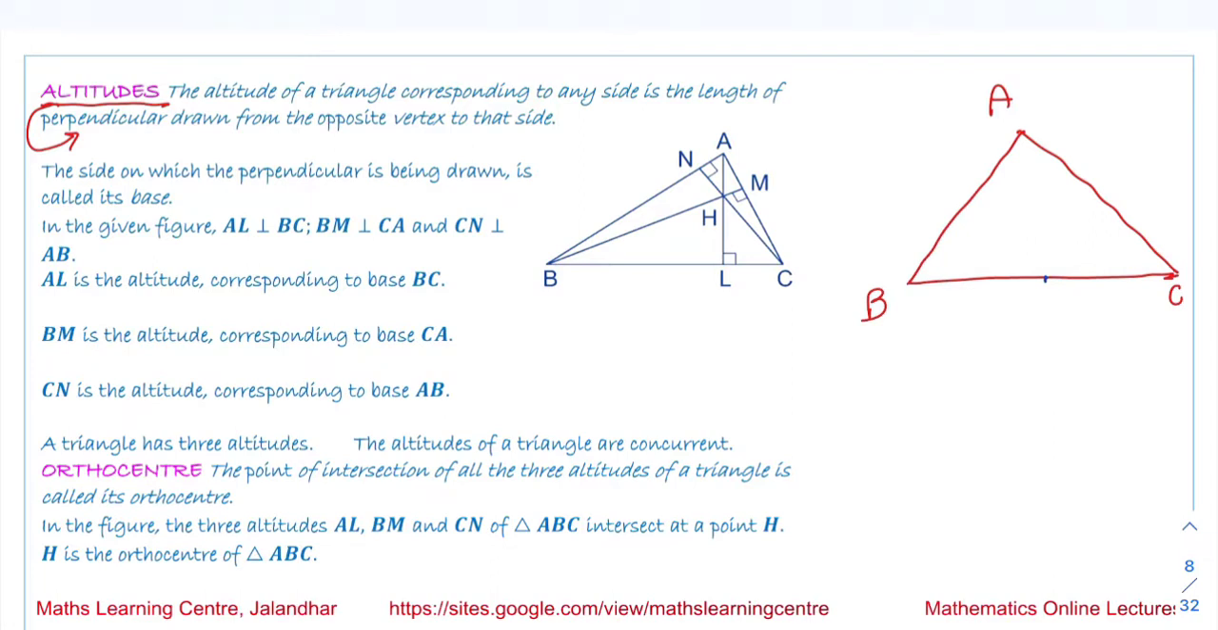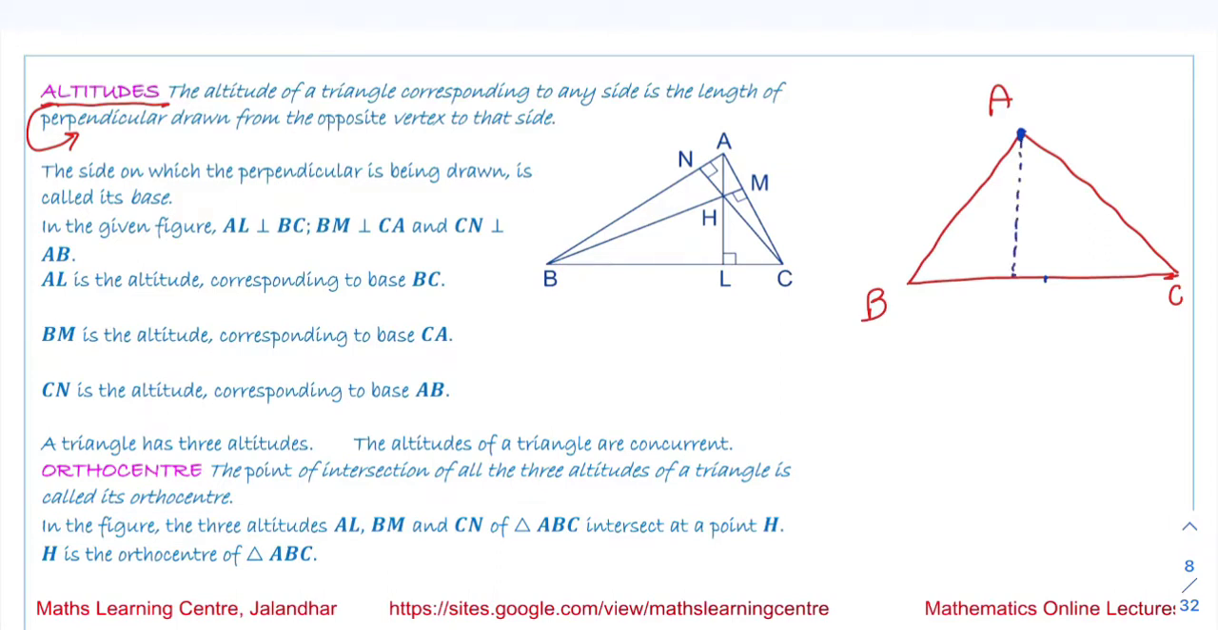Now what we are going to do is, the altitude of a triangle corresponding to any side is the length of the perpendicular drawn from the opposite vertex. Now we are not finding the midpoint over here. Now we are saying from this point A, we have to draw a perpendicular on BC.